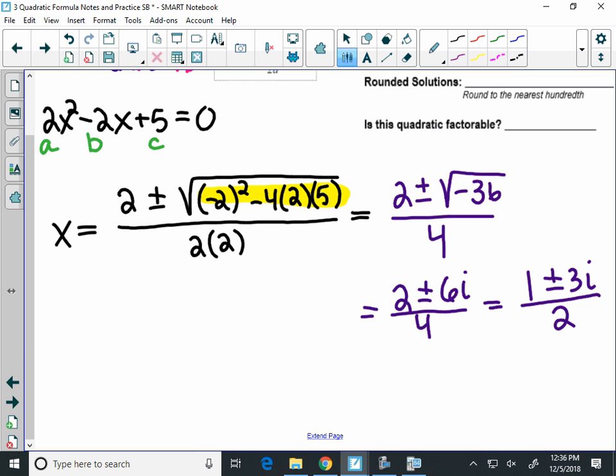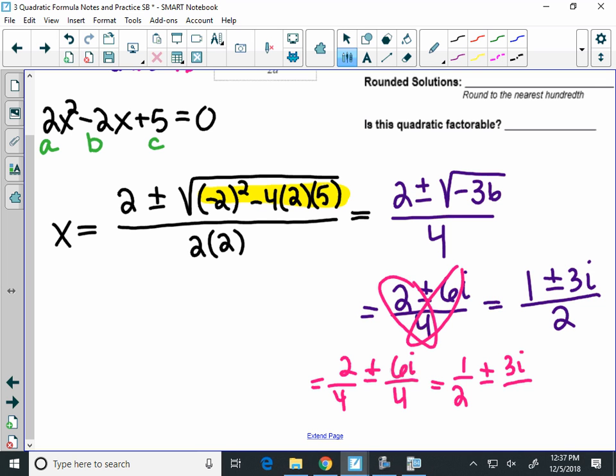The other way you could simplify this is to break this fraction up into 2 fractions. And you could write that as 2 over 4 plus or minus 6i over 4. Does that simplify? Yeah, 1/2 plus or minus 3i over 2. Do you see how those are the same thing? They're just written slightly differently. I don't care which way you do it. I don't care if you break that up into 2 fractions like this or leave it as 1, but you will need to simplify the fraction fully. We good there?